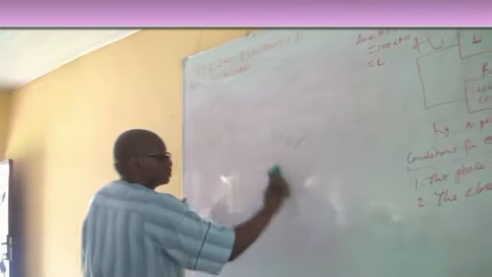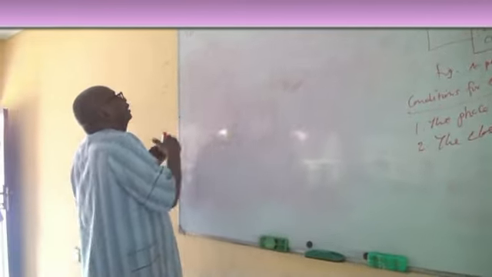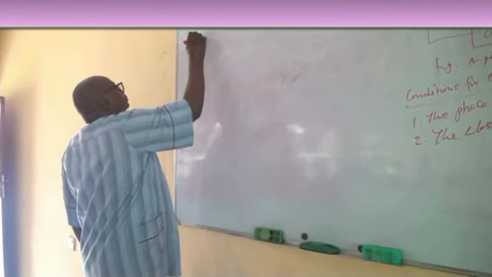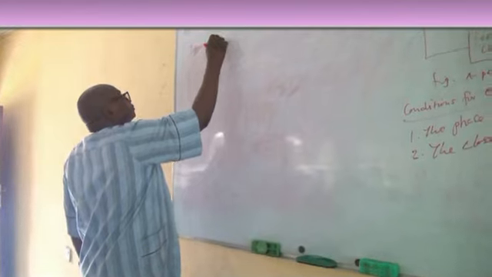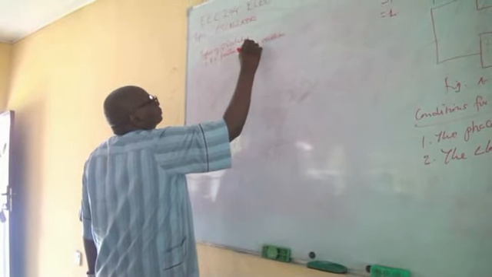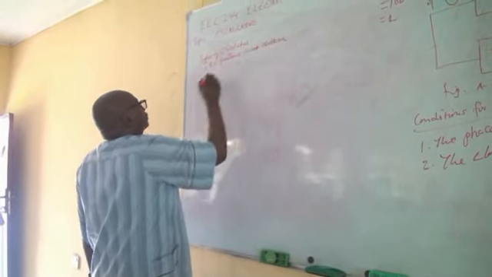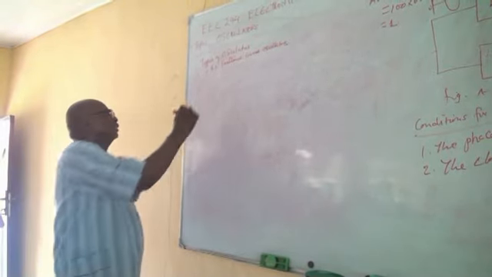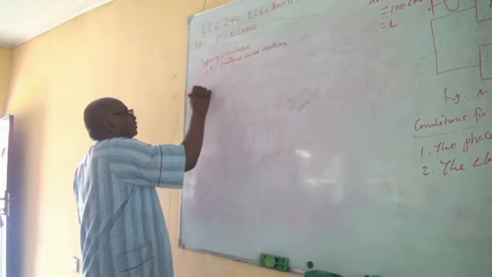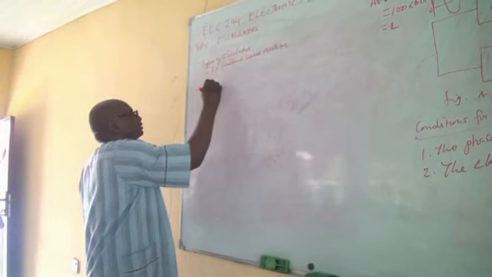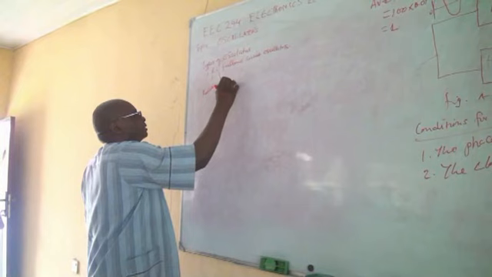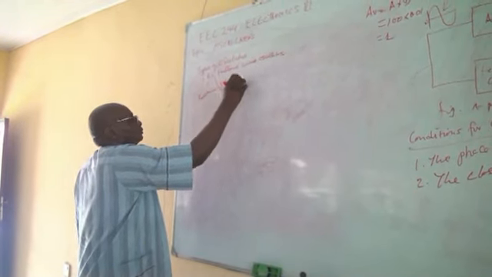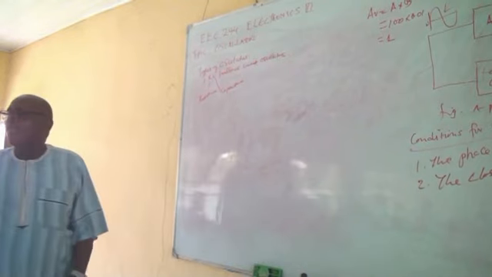Now we're looking at types of oscillators. RC feedback circuit oscillator. What is RC? R here implies resistor or resistance, and then C is capacitance. Are you getting me?